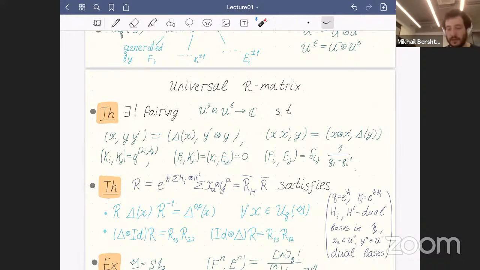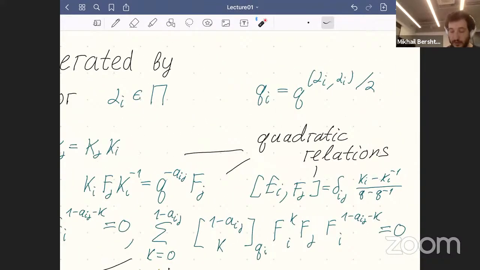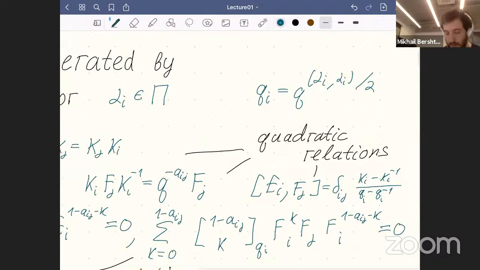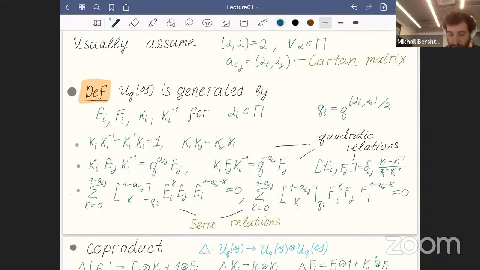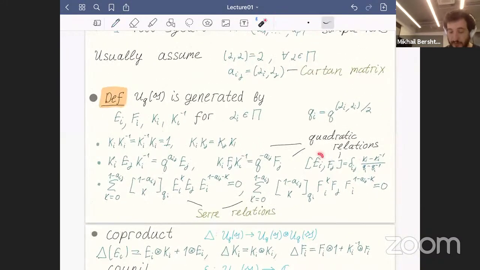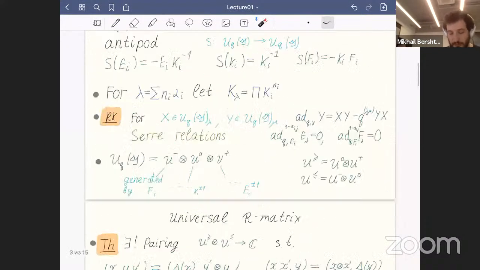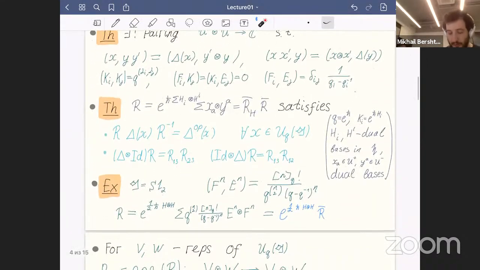This is a convenient normalization, which agrees with the normalization which I wrote here, q minus q inverse. So here actually should be q_i. I don't know the origin of these lines. Let me write here q_i. This is the same normalization. For example, if I multiply all E_i by this number, then everything will be okay and we will not have this number in the relation. Sometimes we multiply E_i by this number, you will see.